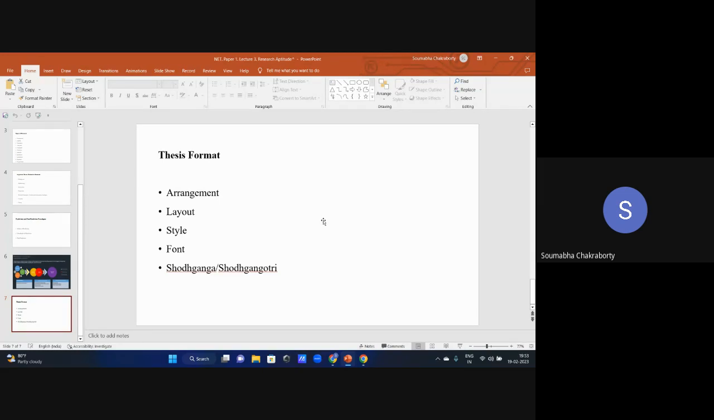So Shodh Ganga is set up using an open source digital repository software called DSpace. I repeat, DSpace. It is developed by MIT, that is the Massachusetts Institute of Technology, in partnership with HP. So the software is DSpace, which is developed by MIT and HP.